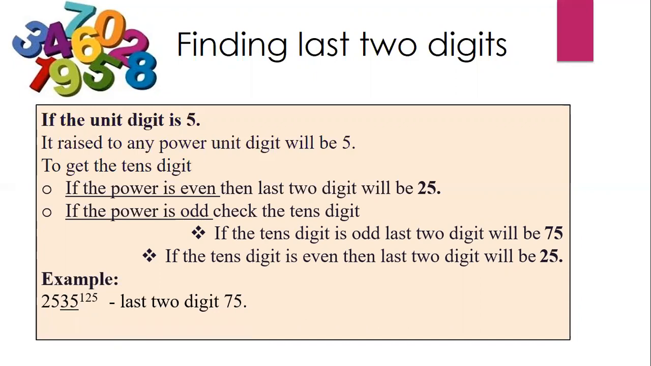For example, 2535 to the whole power 125. Here the power is odd and the tens digit is also odd, so our last two digits will be 75. Next, 2275 to the whole power 120. The power is an even number, so directly I can say the last two digits will be 25.